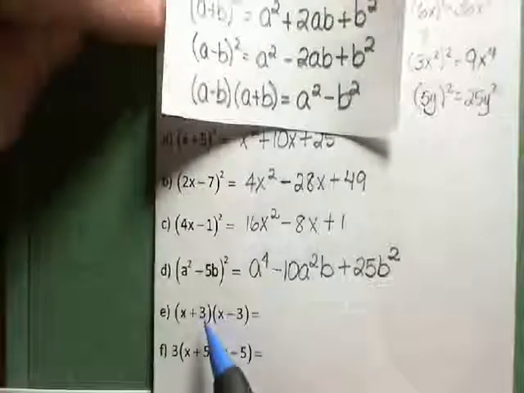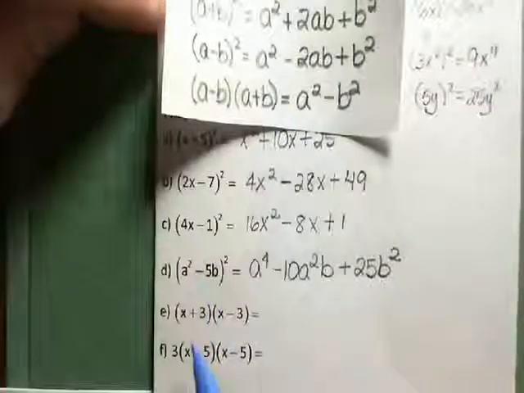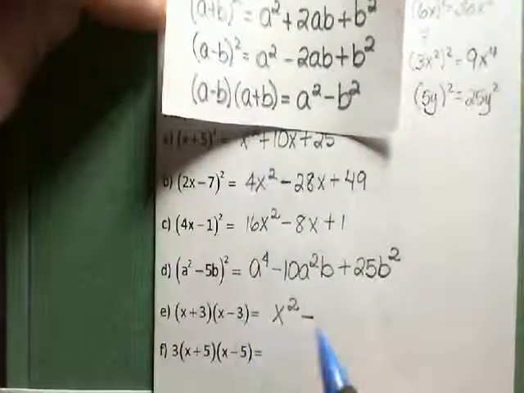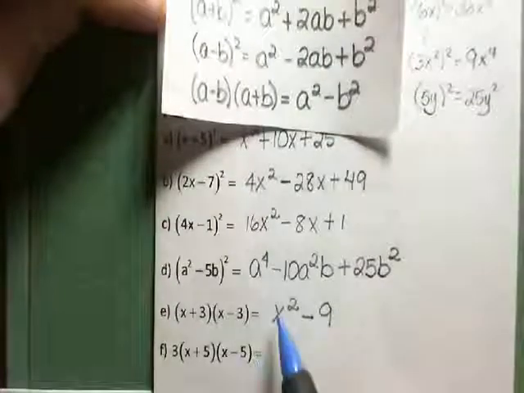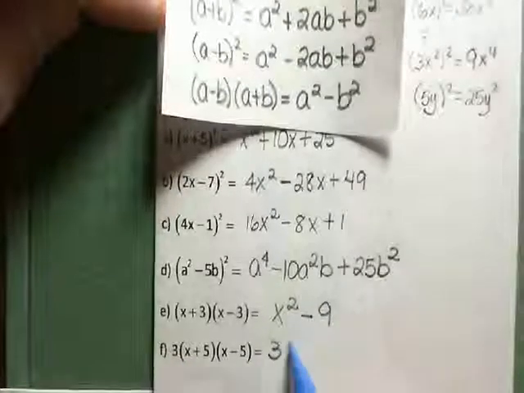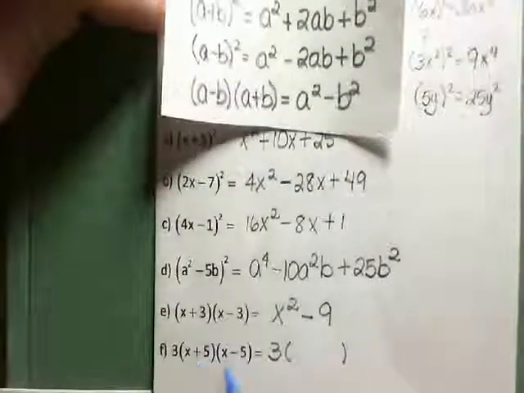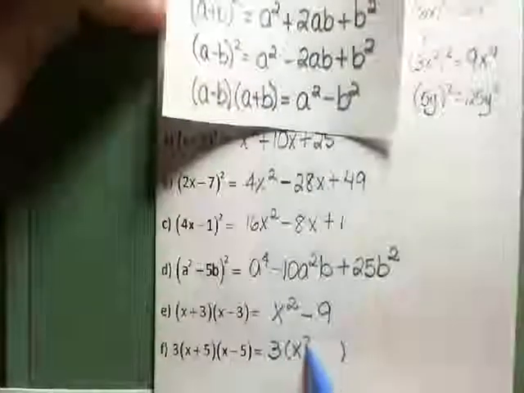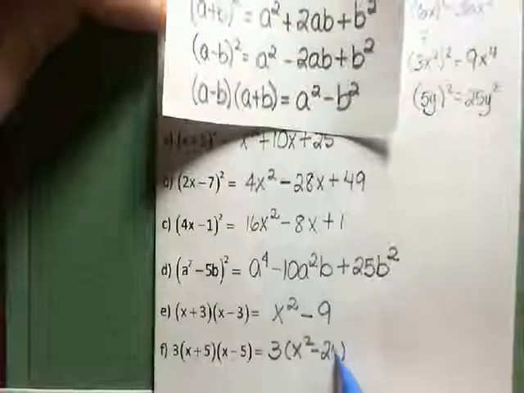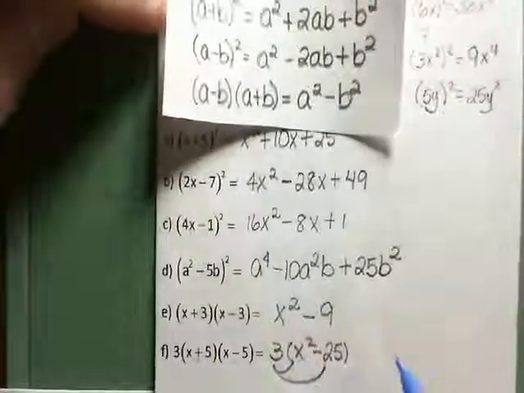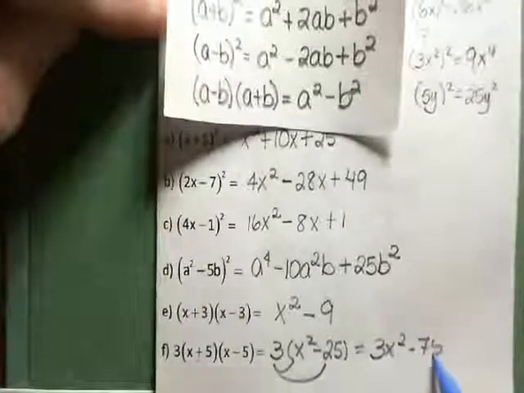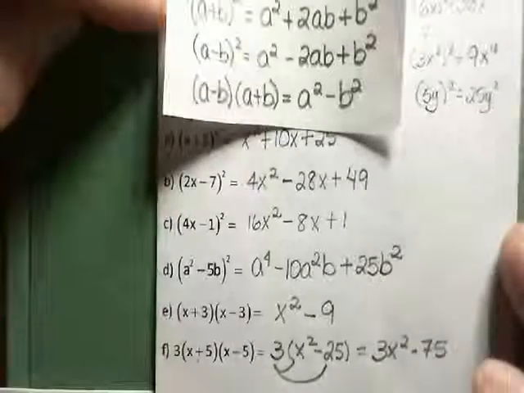Next one falls into the third formula. Basically, I take the first term and I square it. I put a minus, and I take the second term, 3, and square it, so I give you a 9. That's my answer for that one. This one, you're going to keep the 3 on the outside. Multiply these two. Basically, this will be x squared minus, take the second one and square it, so 5 squared is 25. Once you do that, you apply the distributive property. So you're going to get 3x squared minus 75. So that's our answer there.